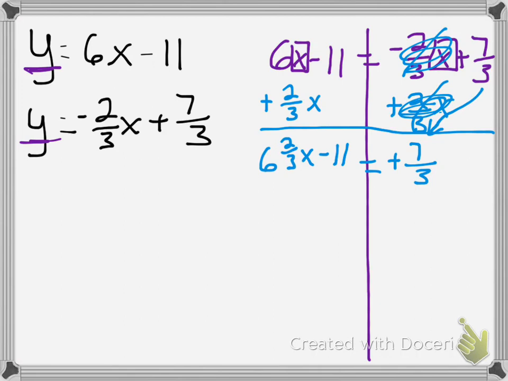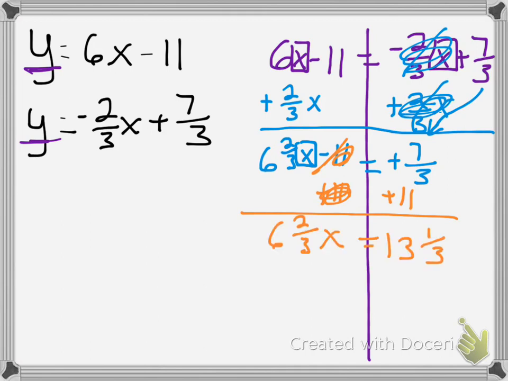Okay? Now, we need to keep getting x by itself. I'm going to use a different color. Let's go orange. Let's do the opposite. Add 11 to both sides. Alright? Cancel out. Alright, so now I got 13 1/3 here. I just added those together. Bring your 6 2/3 down. Now we can, let's go green, divide both sides by 6 2/3.